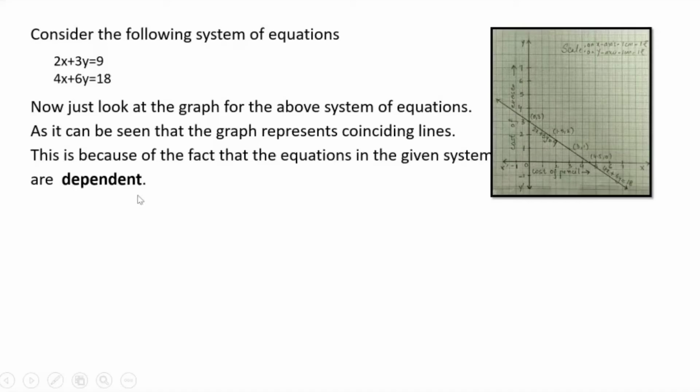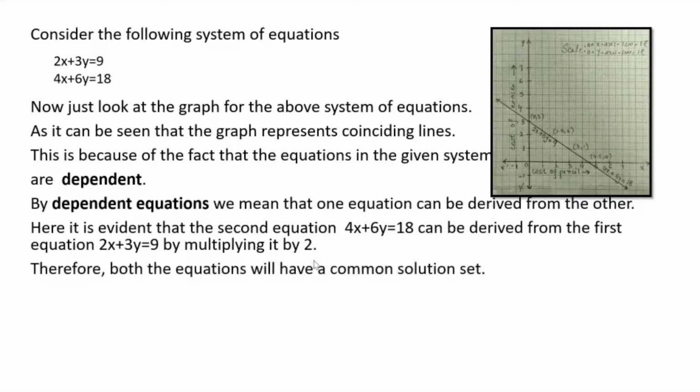This is one word which children generally miss out. So both the equations will have the common solution set. And how many solutions will be there? There will be infinitely many solutions. And because the solutions exist, we say that the system is consistent.